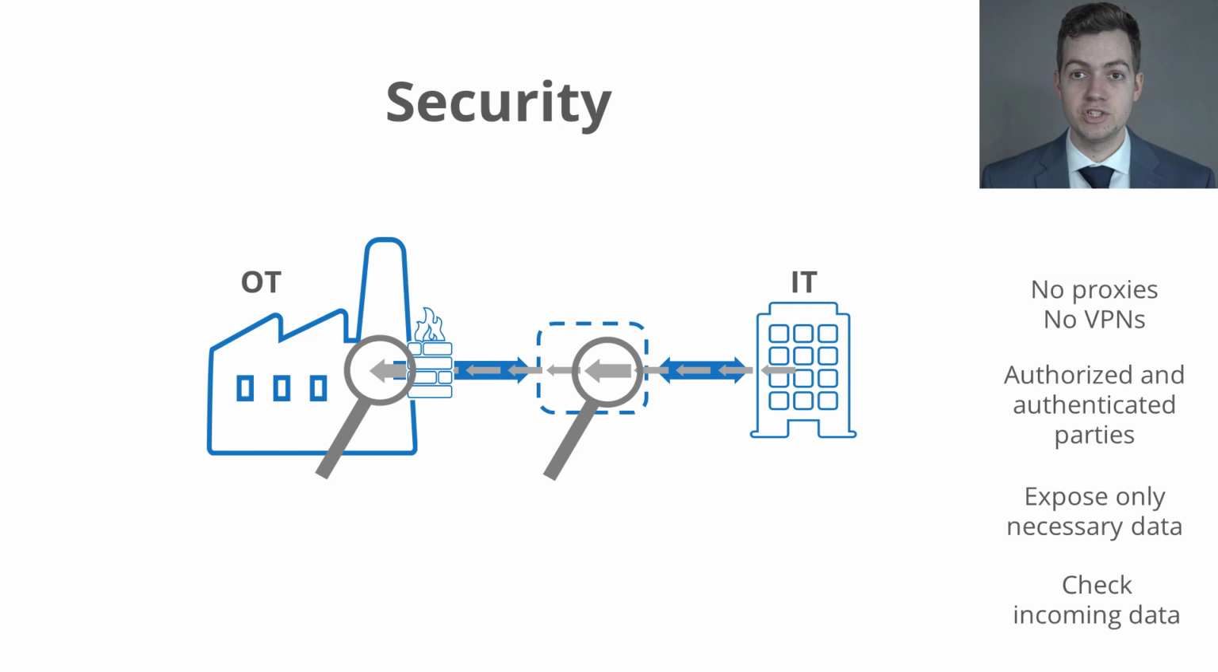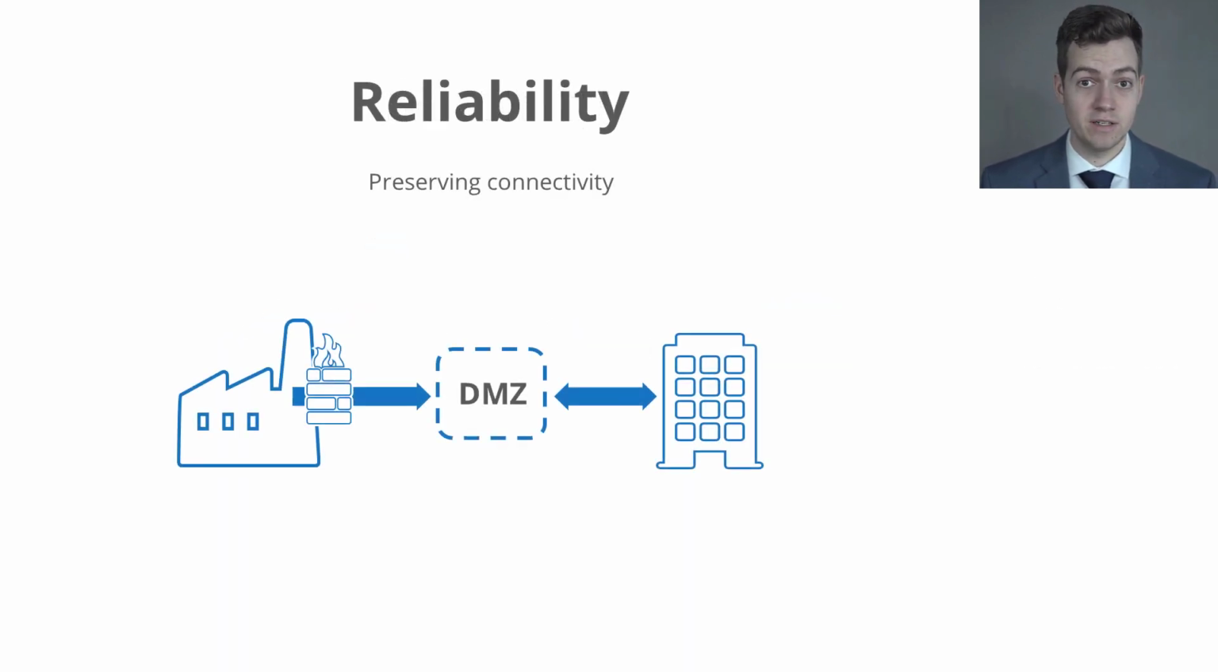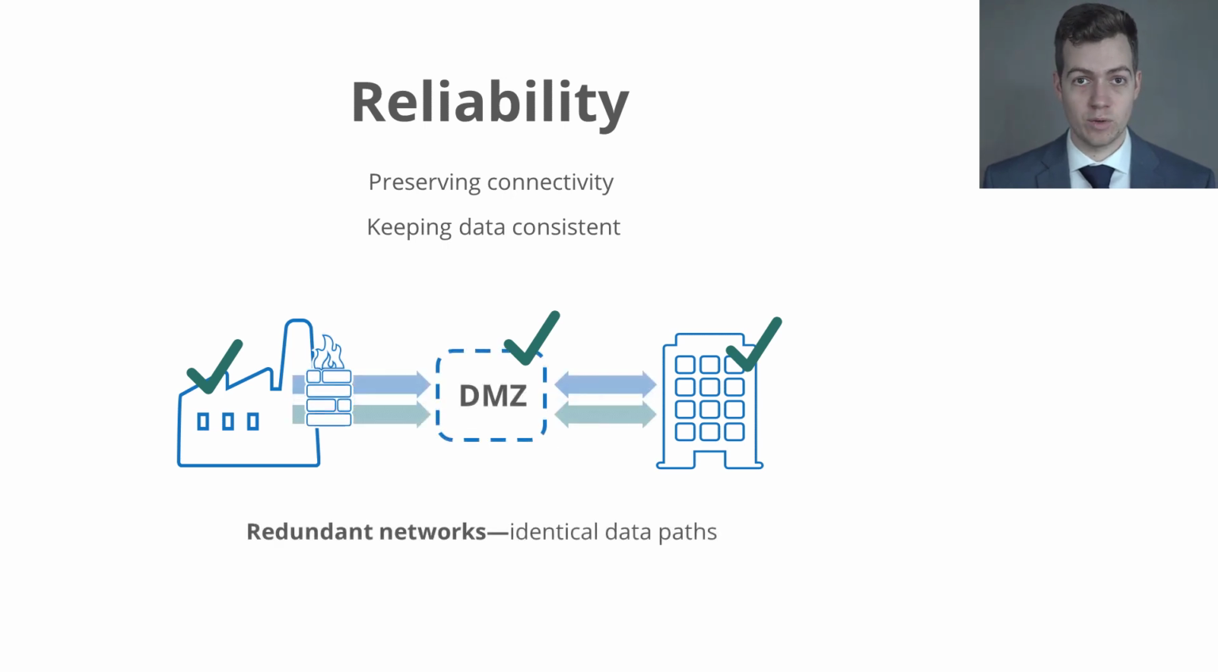The other main challenge is reliability. Reliability means preserving connectivity and keeping data consistent across the system in an event of a hardware, software, or network failure. As much as possible, the most recent value of each data point must be available to all clients at all times. Creating redundant networks with hot standby makes your system more resilient to connection failures.